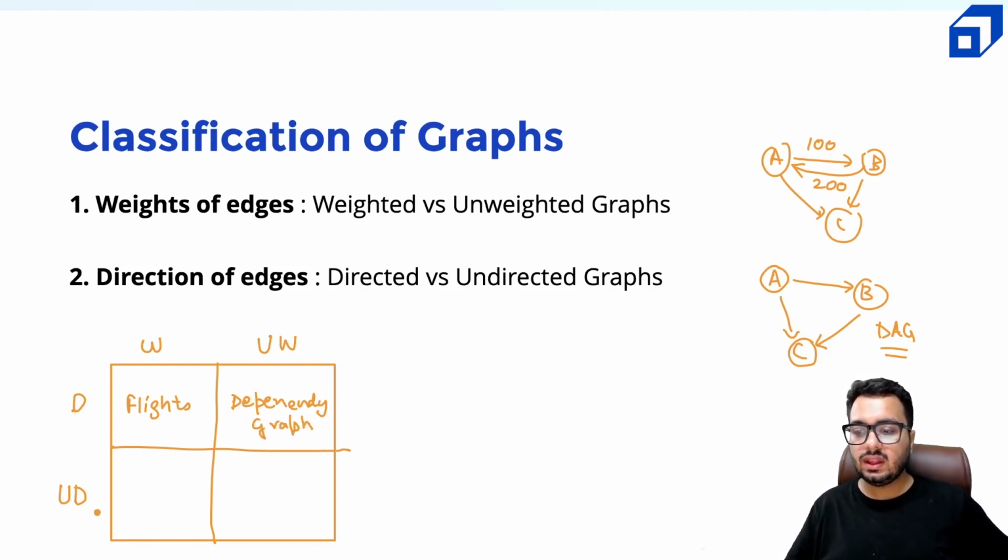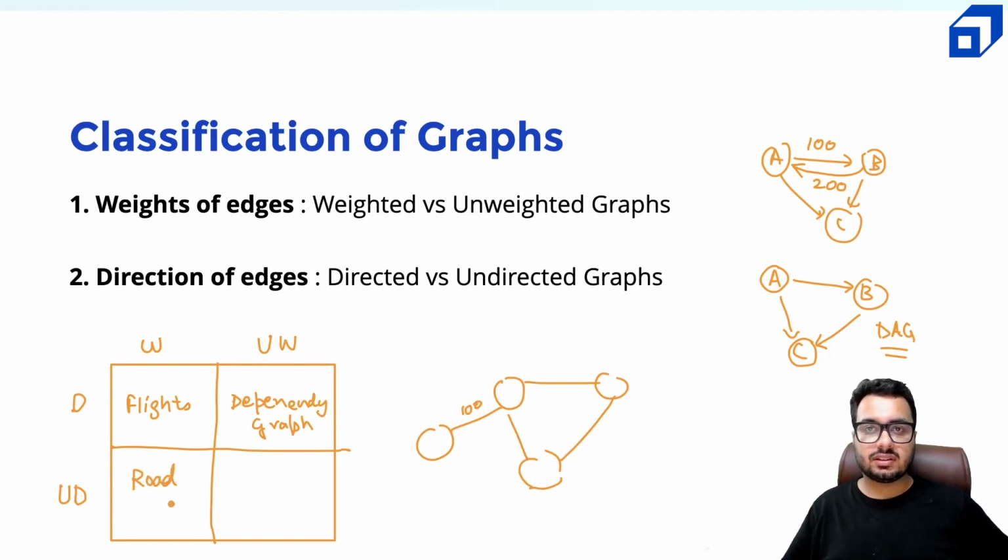Okay. Then there is an example of undirected but weighted graph. So I want a graph in which there is no direction, but there is a weight. Maybe the road network, I can say, okay, the roads are generally two-way. So there is a cost, so there is a weight, but there is no direction. So 100, 200, 10, 20. This is an example of an undirected and a weighted graph.